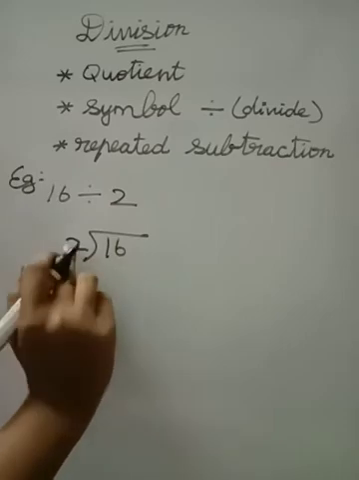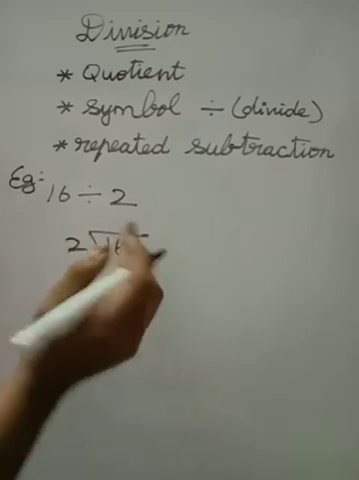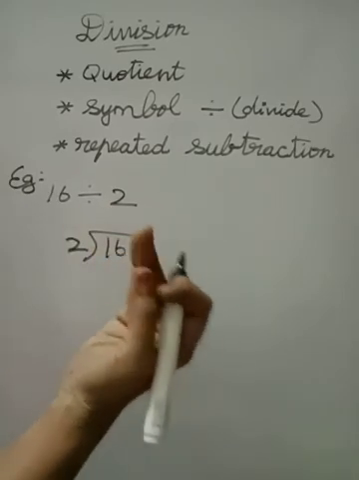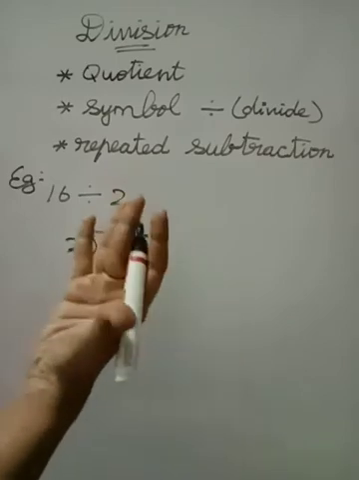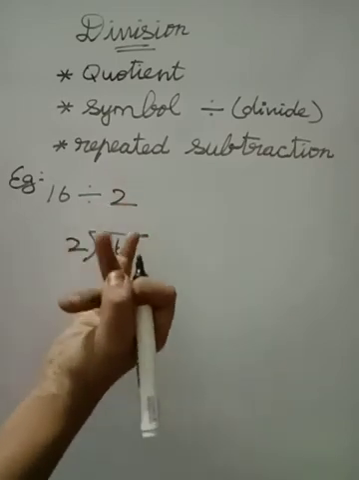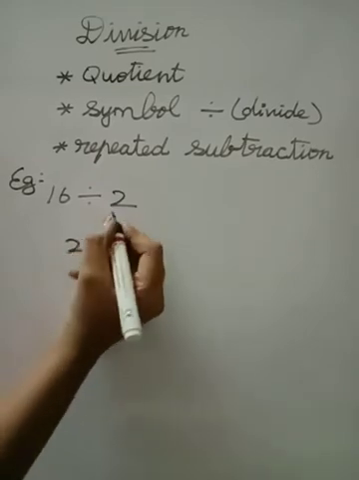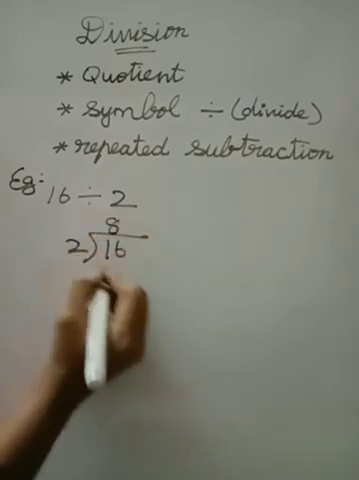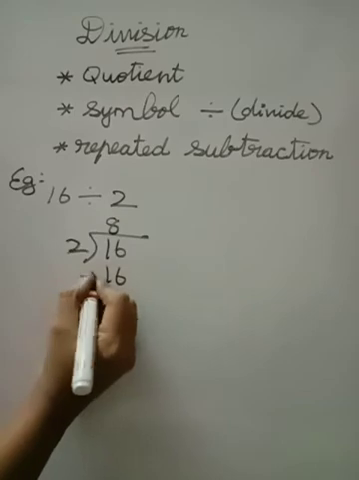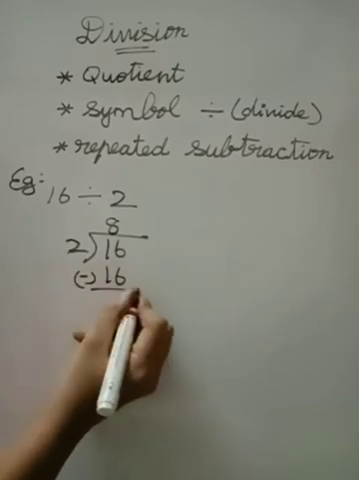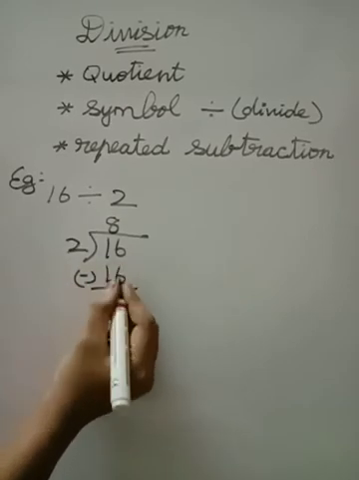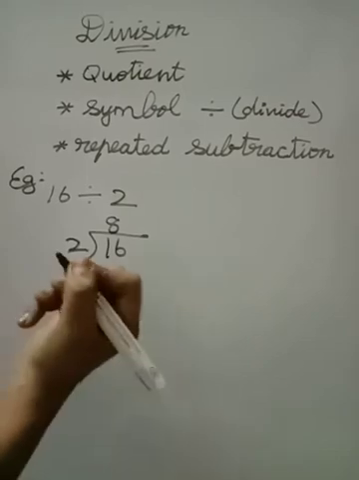See 16, 2 table, how many times it comes? 2 ones are 2, 2 twos are 4, 2 threes are 6, 2 fours are 8, 2 fives are 10, 2 sixes are 12, 2 sevens are 14, 2 eights are 16. So how many times it comes? 8 times. 8 twos are 16. And then what you have to do? You have to subtract both the numbers. Both the numbers are 16. So the answer is 0.